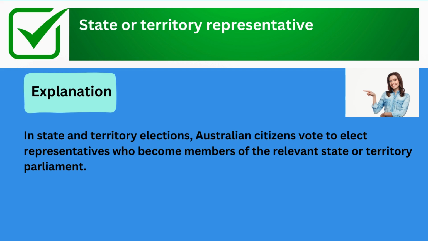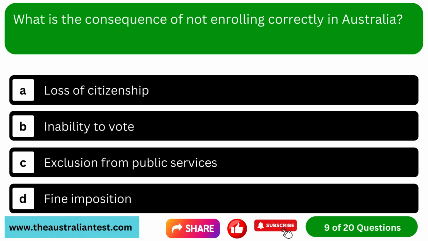Question 9. What is the consequence of not enrolling correctly in Australia? Option A, loss of citizenship. Option B, inability to vote. Option C, exclusion from public services. Option D, fine imposition.